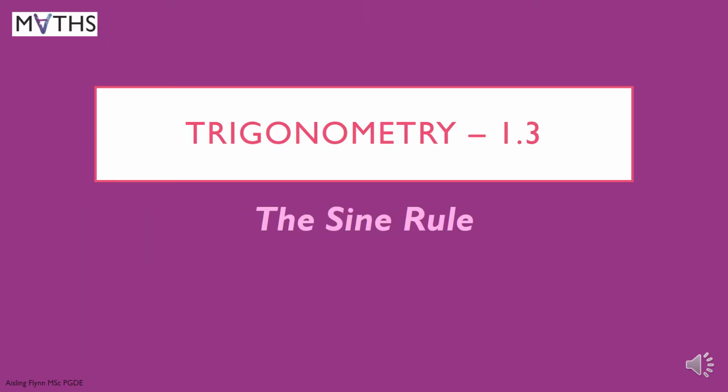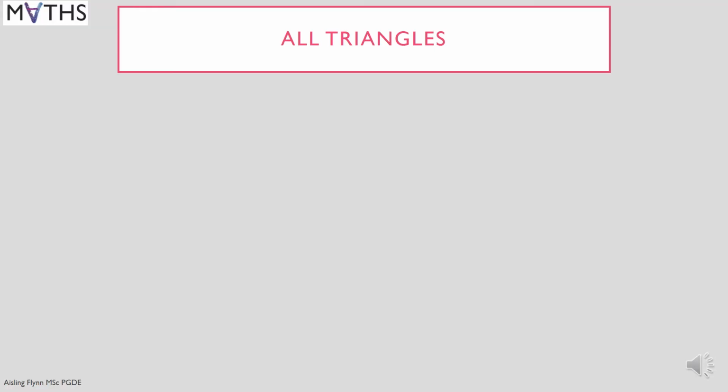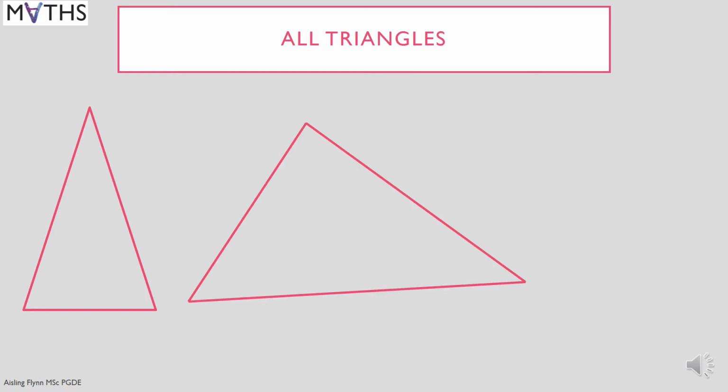This is Trigonometry 1.3, the Sine Rule. The Sine Rule applies and can be used with all triangles. Before now we've just worked with right angle triangles, but the Sine Rule we can use with any type of triangle, including right angle triangles.